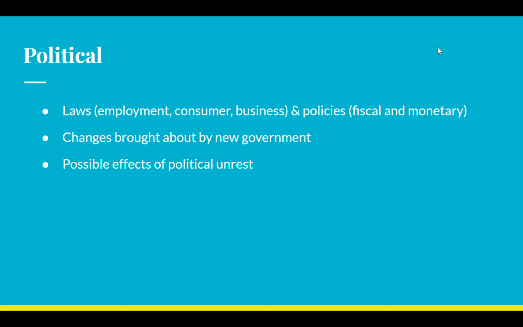So the political is the most straightforward, as I believe it is one of the most important to be analyzed, because if you migrate your company into a different country, for example, you will have to follow that country's laws, so the employment laws, the customer laws, the business laws, and their policies, both fiscal and monetary. That is a really important area which has to be analyzed and studied in order to see if the business will benefit from moving or migrating into that area.